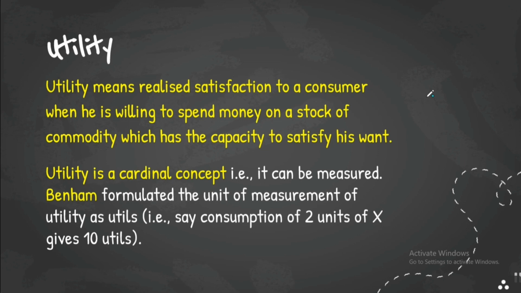He gave a unit of measurement for that also. He gave utils as a measurement. So, what he says is that utility can be measured in terms of utils. For example, you are having two chocolates. You derive some 10 utils from that. I mean, 10 levels of satisfaction. That 10 is called utils here, okay?